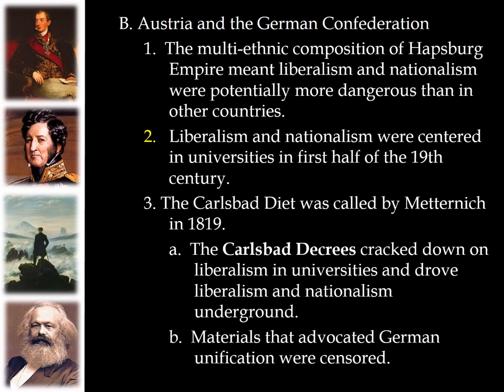The materials that advocated German unification were censored. So any publications by those German nationals that wanted to create a unified nation of Germany, as well as any national groups within Austria itself, would be crushed, forced underground, and censored.